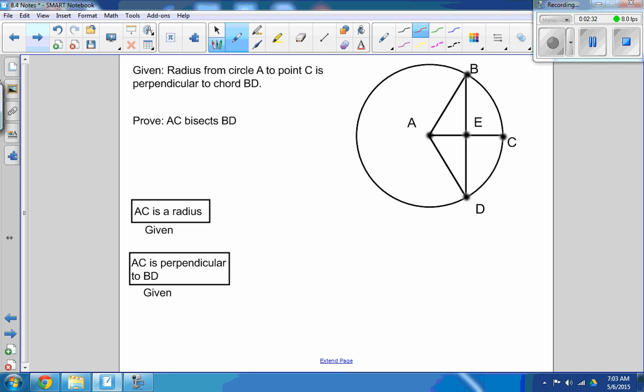All right, let's walk through a flowchart proof of our own. Let's create this here. We're given that the radius from circle A to this point C is perpendicular to the chord BD. So we're given that. So we've got AC is a radius, that's given. AC is perpendicular to BD, that is also given. All right, so next step, I'm going to say AB and AD are radii.